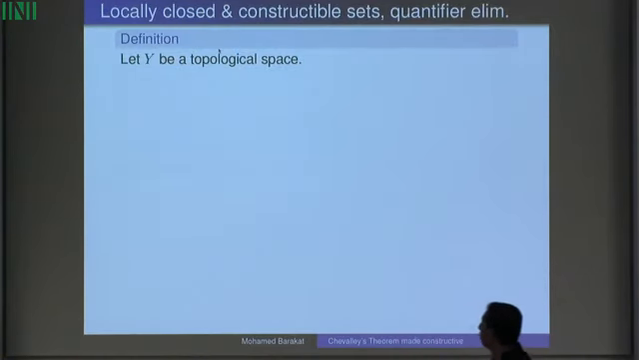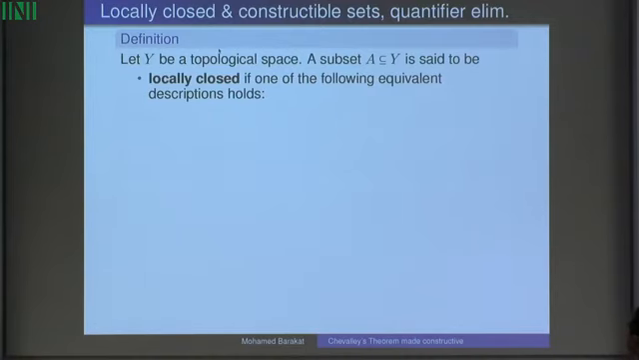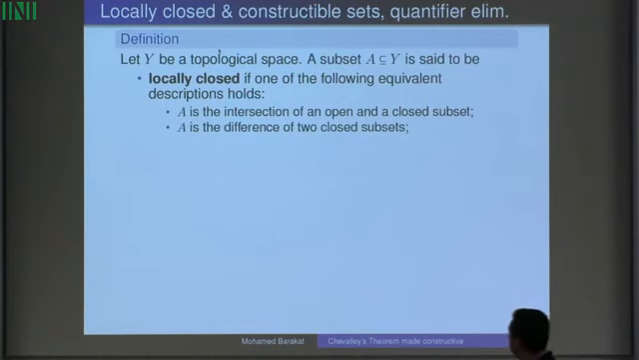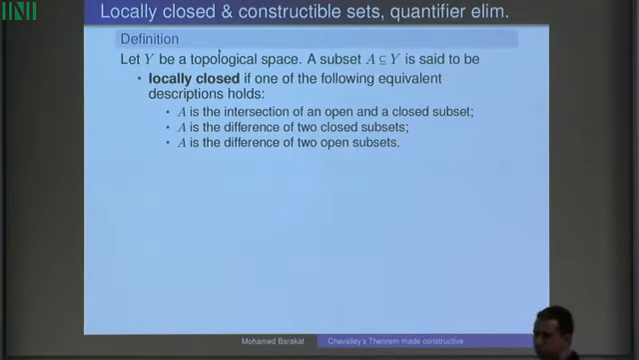So let Y be a topological space, fairly general. A subset A of Y is said to be locally closed if one of the following equivalent descriptions holds. The first one is the one giving the name: it's an intersection of an open and a closed set, so closed in open, locally closed. The next one will be the one we will be working with on the computer: it's the difference of two closed subsets. And now you just take the complements, and you see this is the same as the difference of two open subsets.